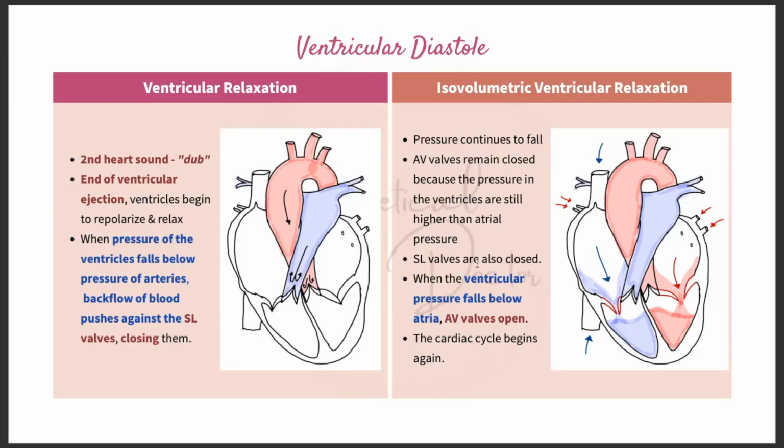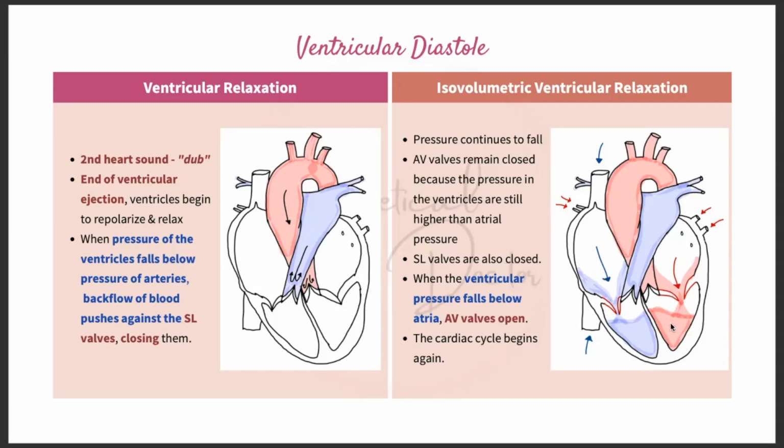In isovolumetric ventricular relaxation, which represents the final phase, the pressure in the ventricles continues to fall, but the AV valves at first will be closed because the pressure in the ventricles is still higher than the pressure in the atria. But eventually, the pressure in the ventricles will fall until it becomes lower than the pressure in the atria. And when that happens, the AV valves open.